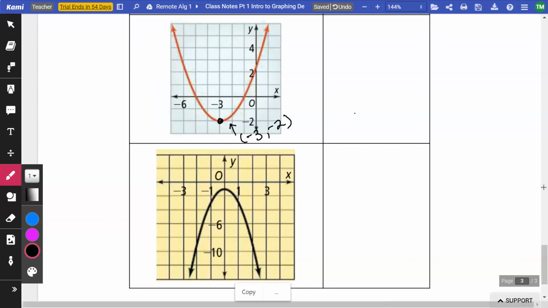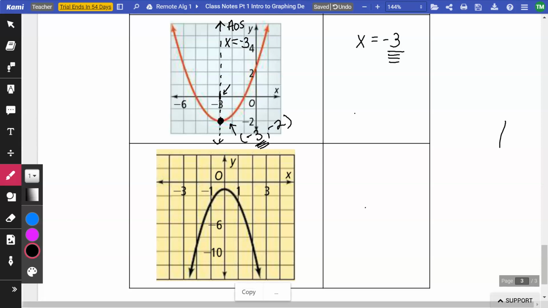If I draw a vertical line that goes through that point, that vertex, well, where does that line hit the x-axis? At -3. That means that my axis of symmetry is the line x equals -3. And that x value, x equals, matches the x value of the vertex. That's not a coincidence. That's how this works.